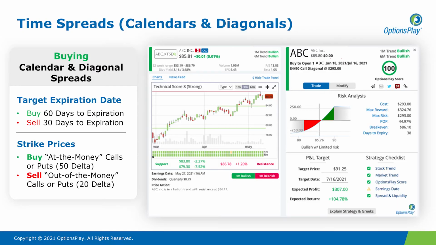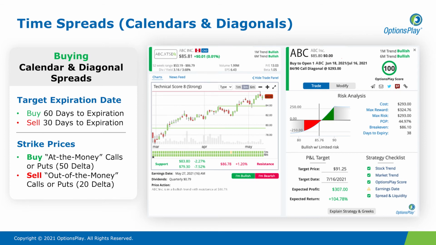And lastly, I want to talk a little bit about how you can get even a little bit more creative and take this to an even extreme level to really maximize everything that we talked about here today. So we talked about whenever you're buying, you want to do longer dated at the money. And when you're selling, you want to sell shorter dated out of the money. So we can take this to what we call time spreads. So this is where we talk about calendars and diagonals.